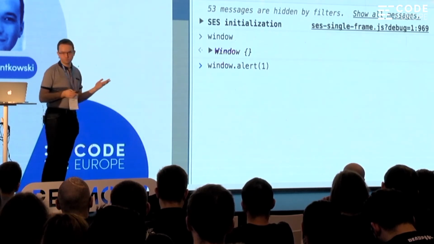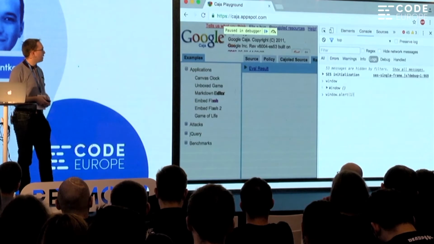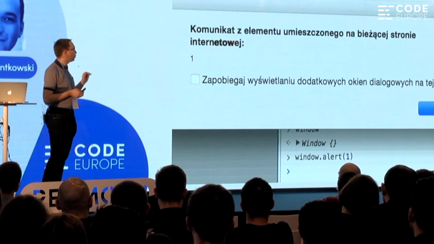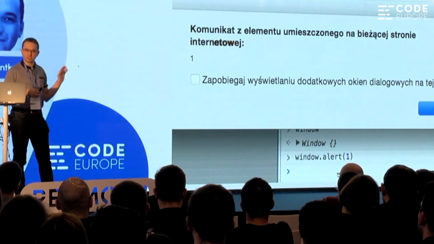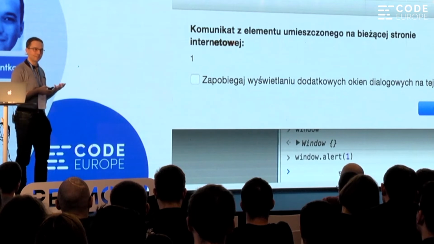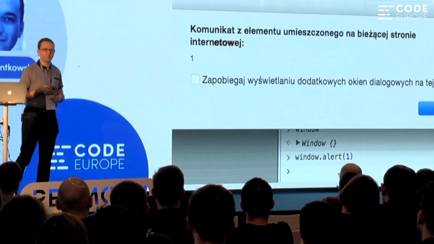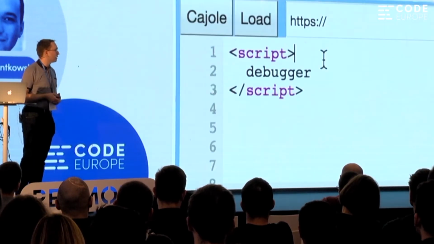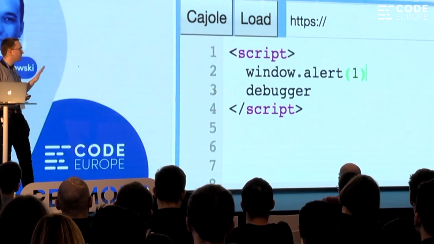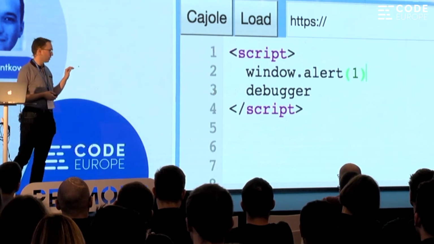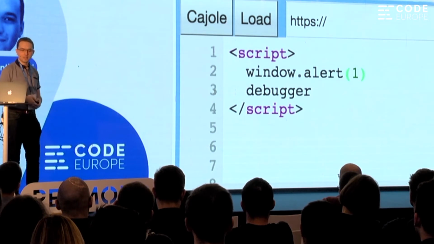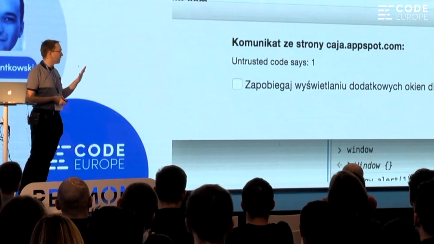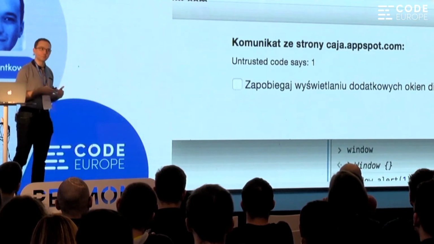But let's try to do the alert. And when we do the alert, it might be quite surprising, but we don't see the "untrusted code says" text. The original alert executed. And it was kind of weird. It shouldn't happen. Why did it happen? So let's go back to the code and modify it a bit. And let's say window.alert(1), and then use the keyword debugger. And when we do that and press Cajole again, we see that we have the "untrusted code says", so the sandboxed alert.